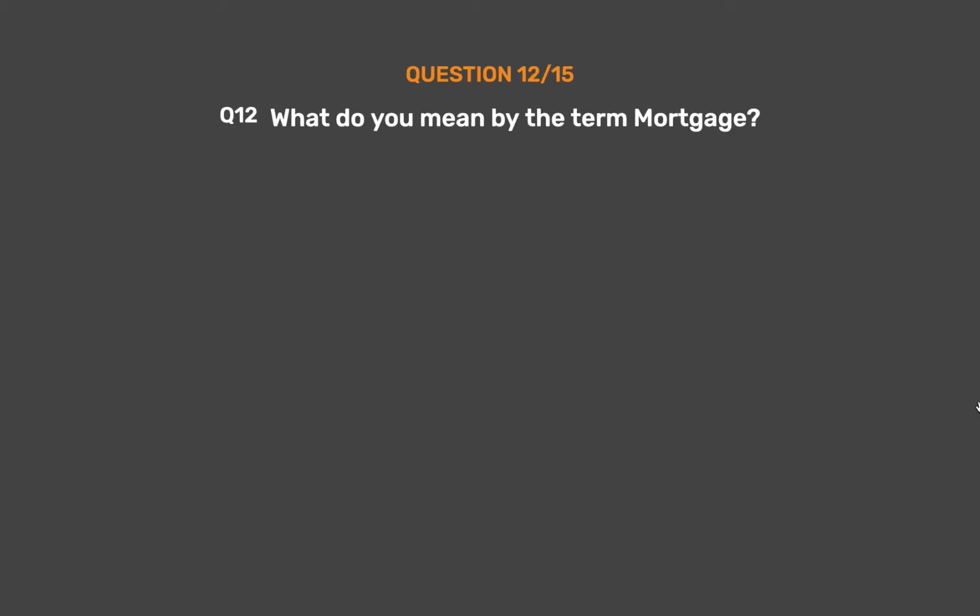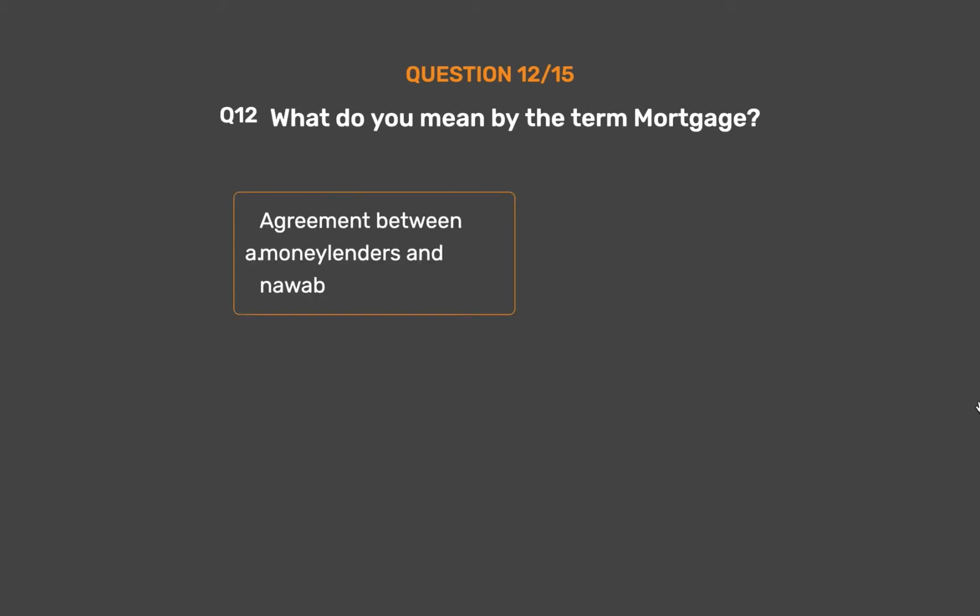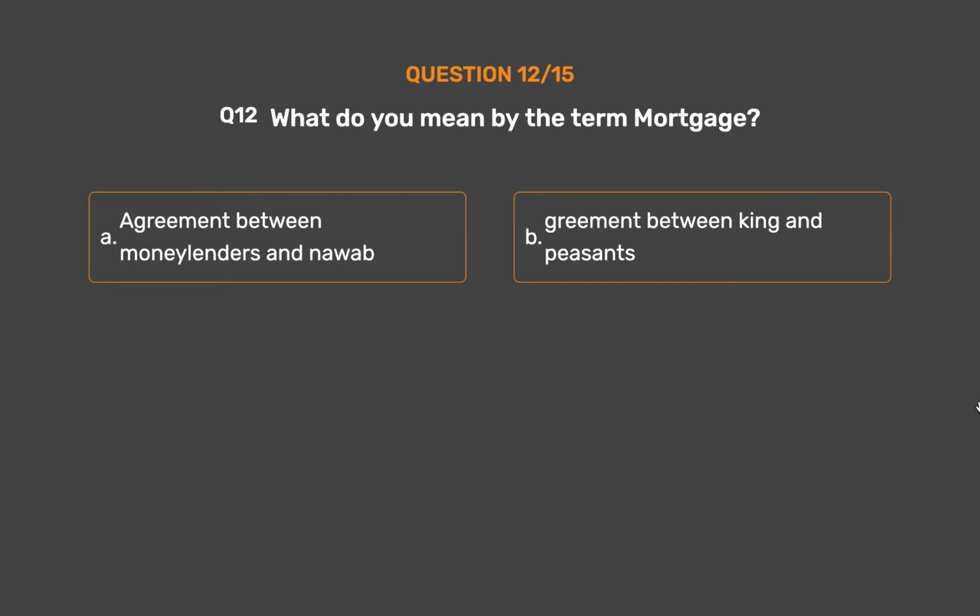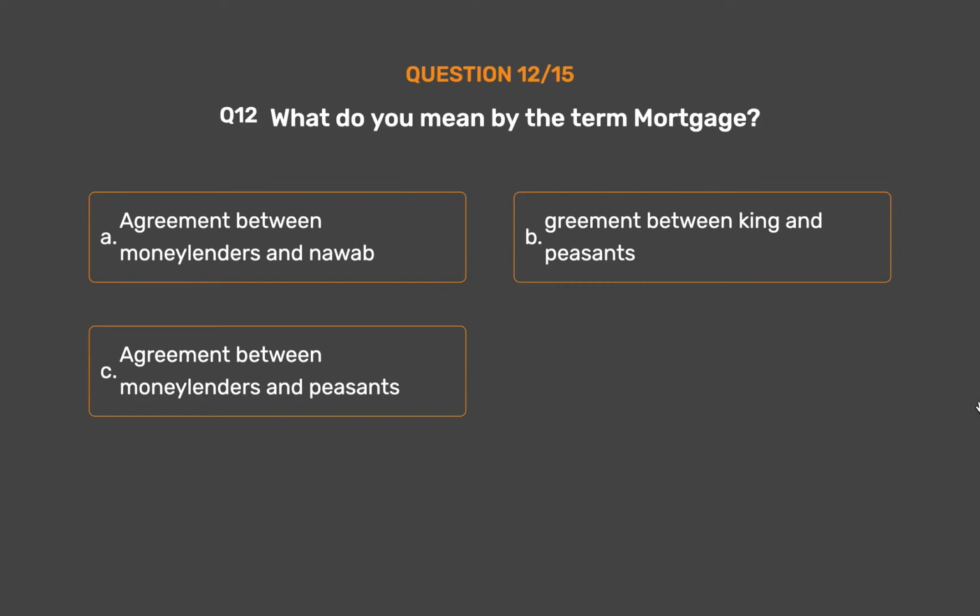Question number 12. What do you mean by the term mortgage? Option A, agreement between moneylenders and Nawab. Option B, agreement between king and peasants. Option C, agreement between moneylenders and peasants. Option D, none of these.